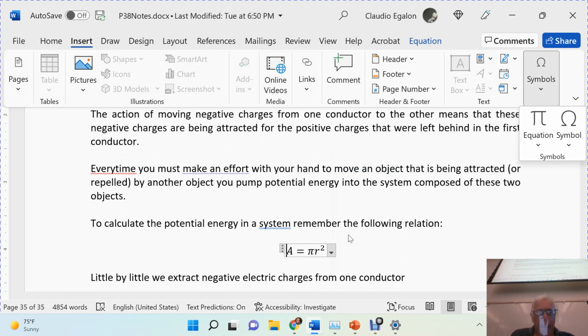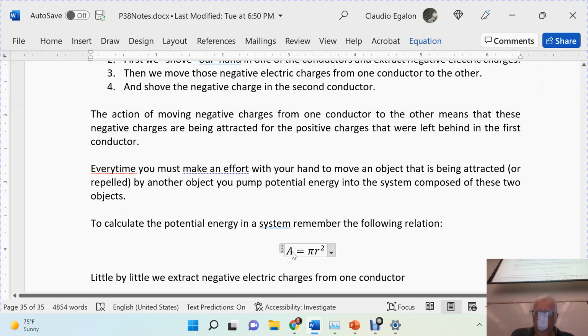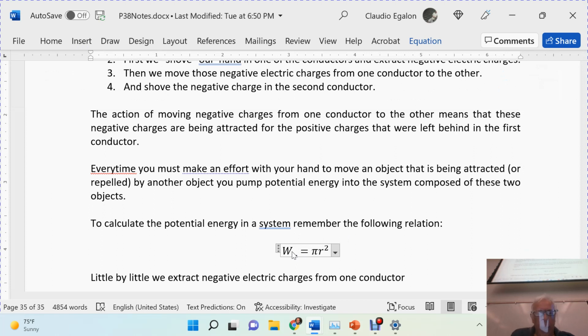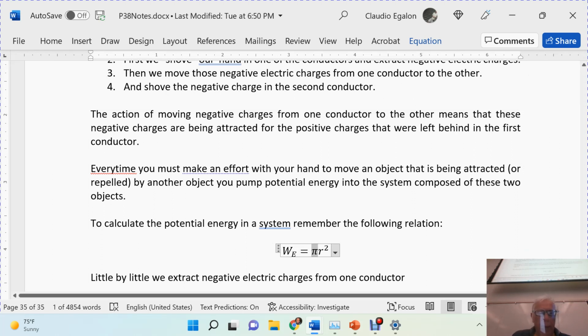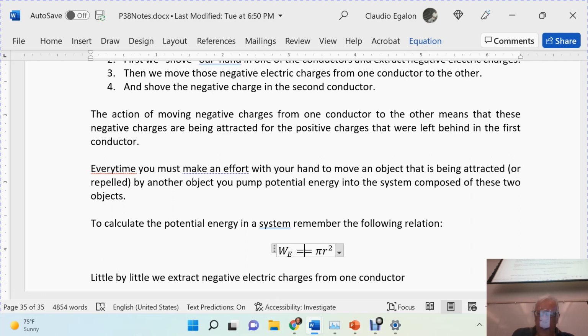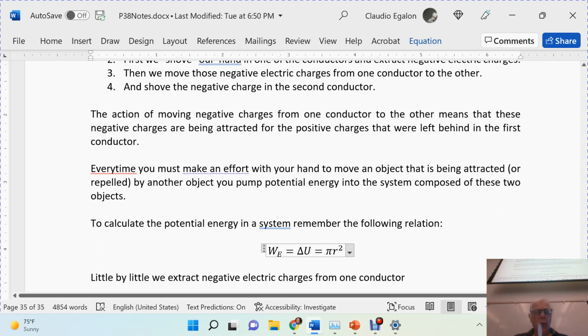Let's see. I use potential energy as W. Sometimes the thing doesn't work the way it's supposed to. Okay, here you go. In my published notes, I use the potential energy as being W sub E. Remember that another way to write it down should be delta U. But in that specific chapter of my notes, I wrote W sub E, but I actually meant delta U, difference in potential energy.